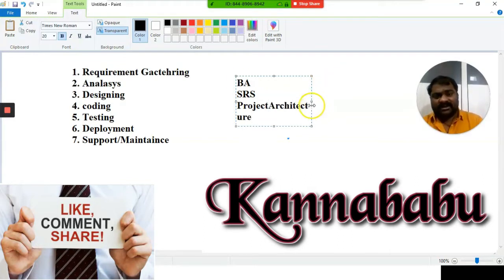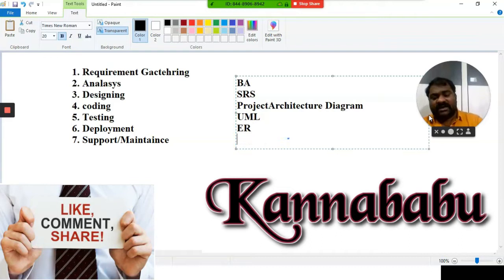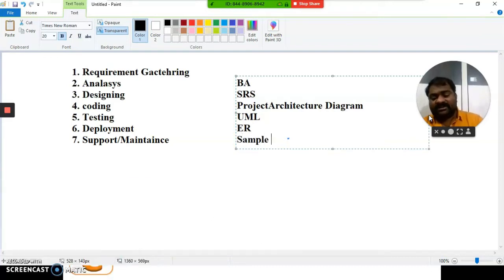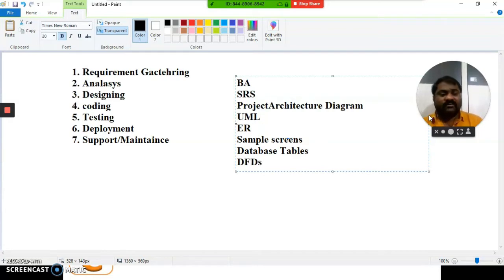This document consists of the complete project information, like the project architecture diagram. Similarly, it consists of UML diagrams, ER diagrams, sample screens, and database tables. Is it clear? Similarly, data flow diagrams, showing how the data flows from front end to back end. This entire information is documented in one document, called the SRS. Who will prepare this document? The business analyst along with a team of members.